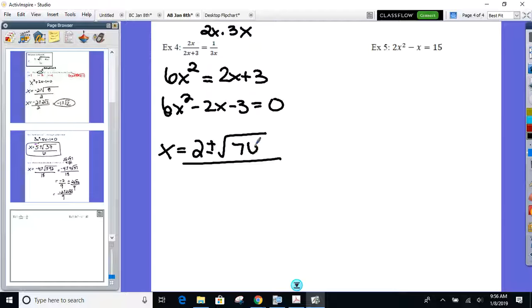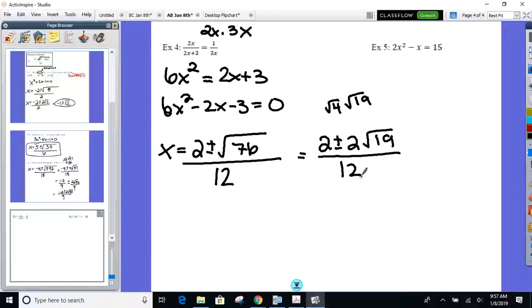You're getting 76, and what are you getting on the bottom? 12. There is a perfect square that goes into 76. 4 is the only thing. Yes, nothing higher than 4. So it's 4 and I have 19. Square root of 4 is 2. So that's what 76 breaks down into, over 12. Everyone all right? All right.